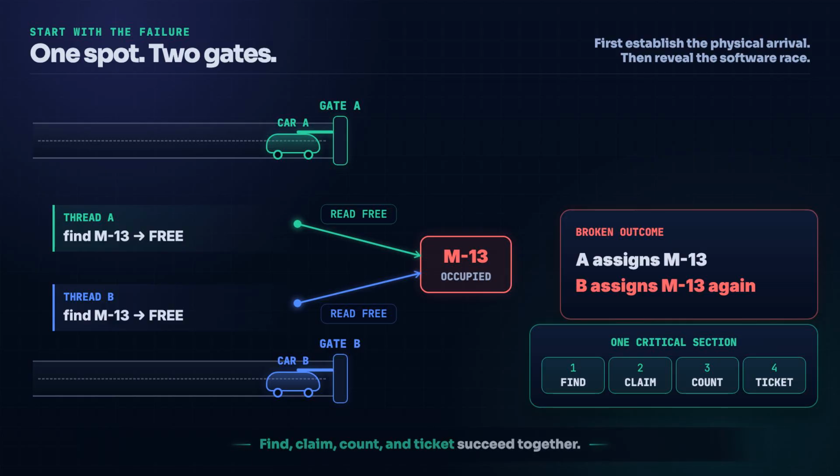Otherwise, another gate can see a stale count, or the system can occupy a spot without producing the ticket required to release it later. Keep this four-step critical section in mind. We will build the design around it.